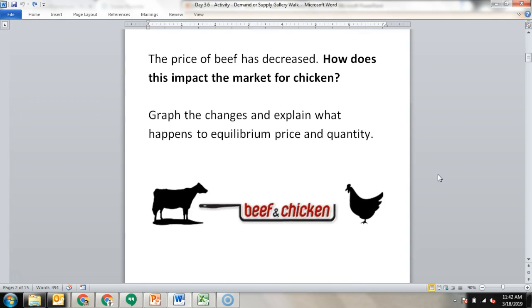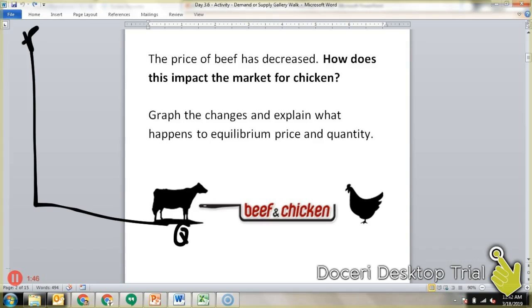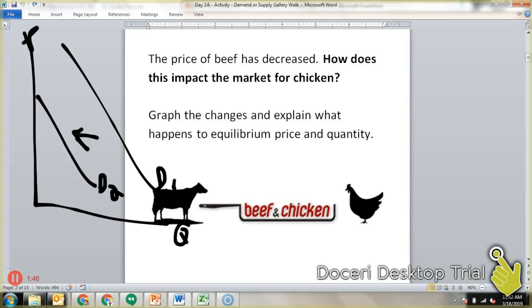Let's look at number 2. The price of beef goes down. And how does that impact the market for chicken? And so we'll have D1. And if beef is cheaper, people don't want to buy chicken, so that will be a demand decrease, D1 and D2. There we go. And the reason is a change in the price of substitutes.